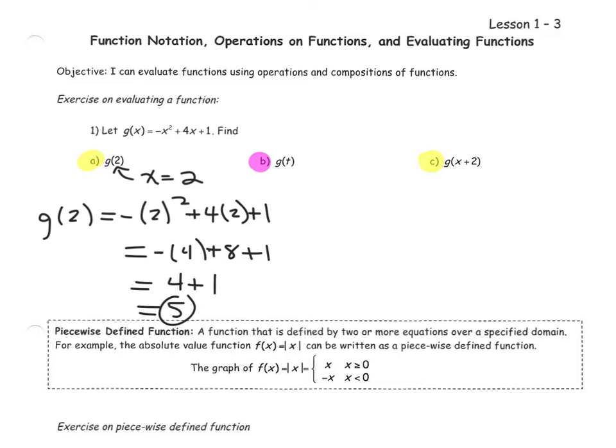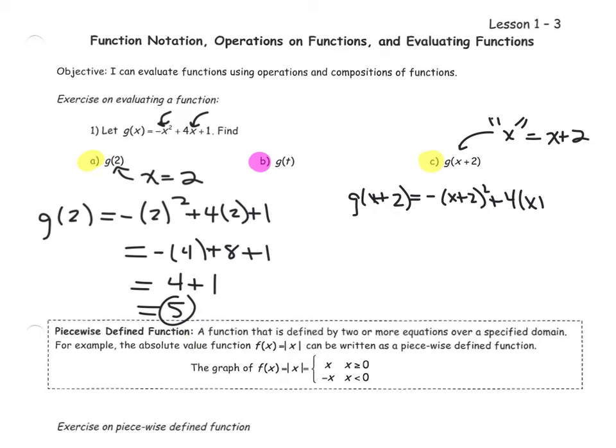So now my new input for x is going to be, I'm going to say x in quotations is now x plus 2. So wherever you see an x, we're going to replace it with an x plus 2. So now I have g of x plus 2 is going to equal negative x plus 2 quantity squared plus 4 times x plus 2 plus 1.